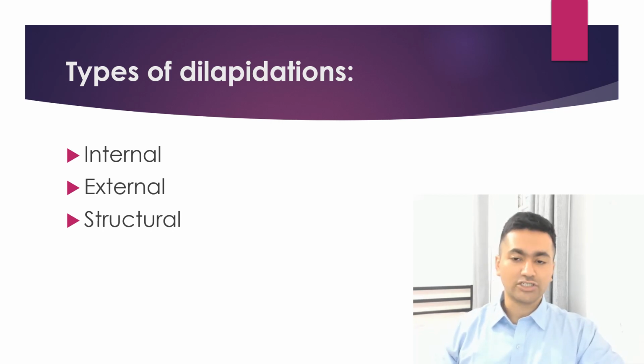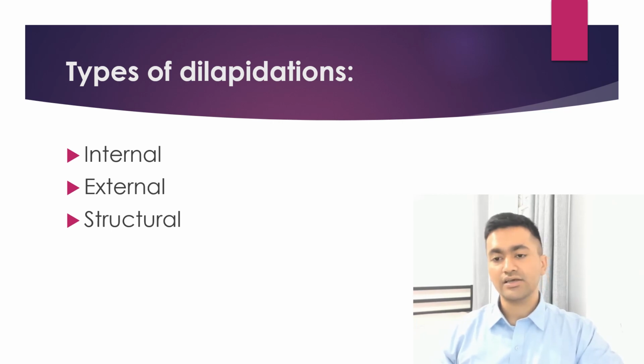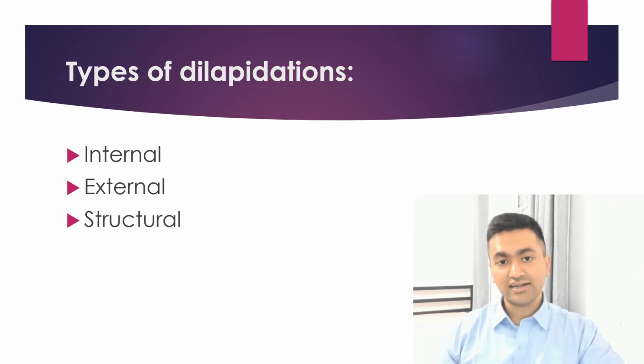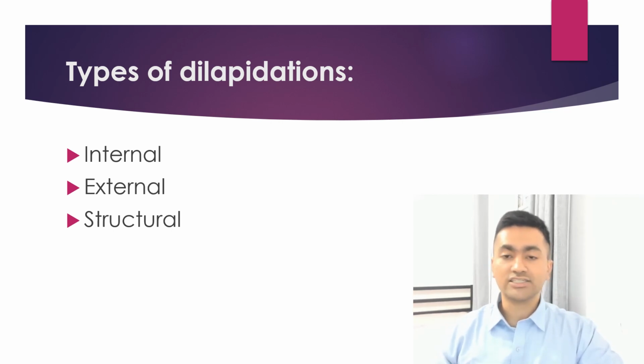First is internal dilapidation. Now internal dilapidation refers to damages or disrepair inside the property. Now this includes damages to walls, fixtures, fittings, floors. All this is included in internal dilapidation. Second is external dilapidations, which involves external elements of the property, such as doors, windows, exterior walls. Now, any damages or alterations made by the tenant to these exterior elements, without any proper consent of the landlord, can result in external dilapidation.